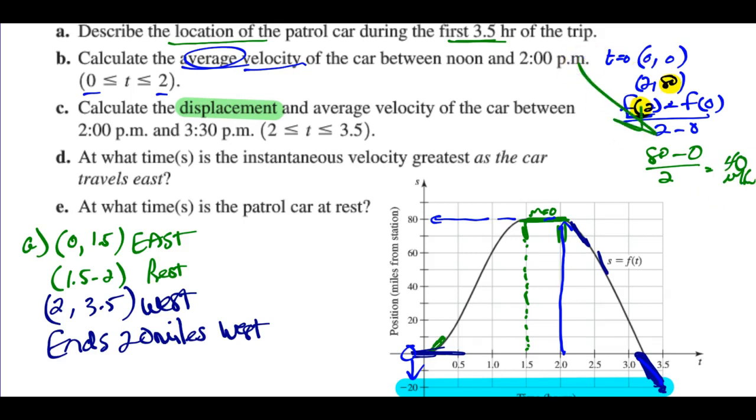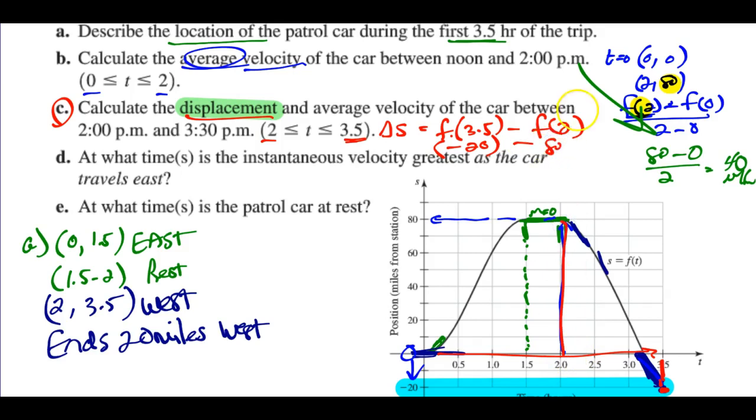And then part C says calculate the displacement between 3.5 and 2. So really, I just want to find the change. That's the displacement. So I'll just take f of 3.5 and subtract off f at 2. And the function evaluated at 3.5 is around negative 20. That's, of course, going all the way out to 3.5 and coming down here. There's the negative 20 that we talked about. And then f at 2, we decided was 80.